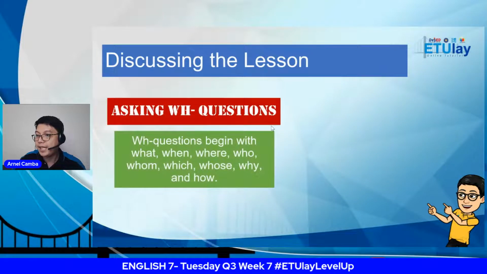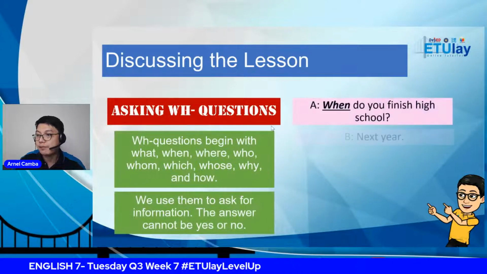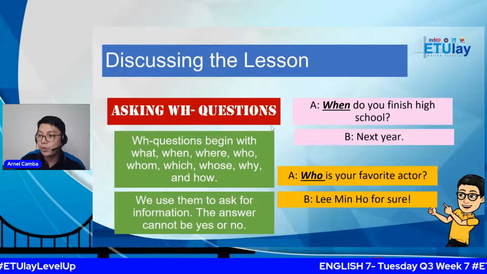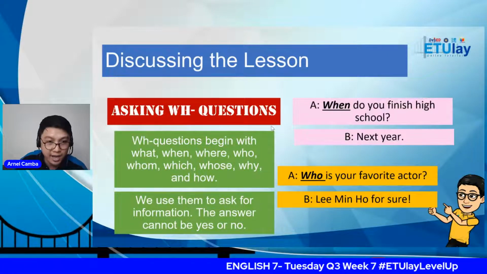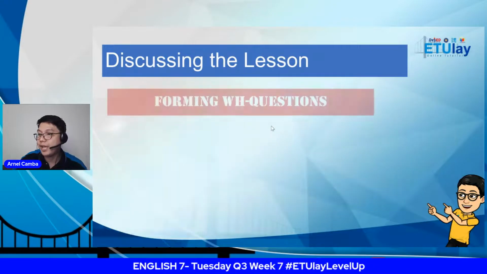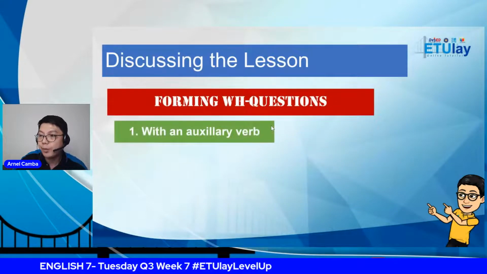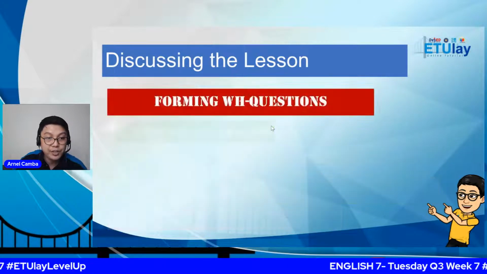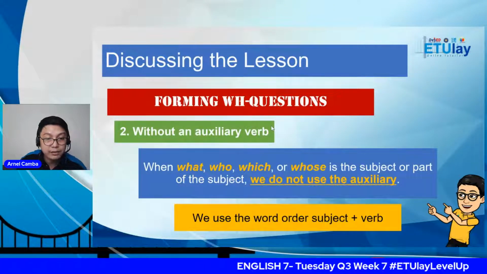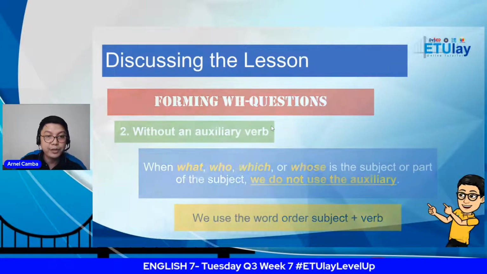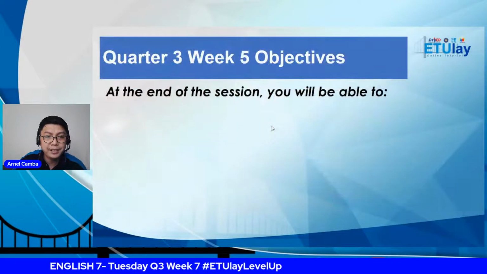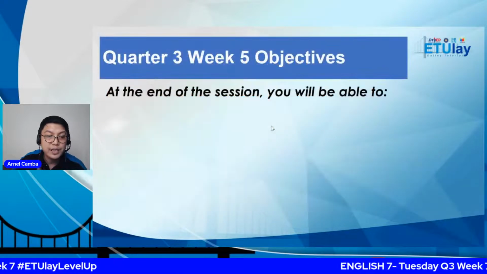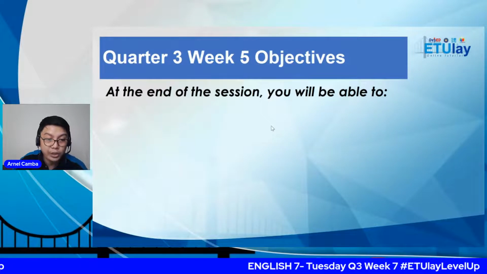So let's not forget that the WH questions are as follows, okay? And should not be answered by a yes or a no. They could be what, when, where, who, whom, which, whose, why, and how. All right. So we can form our WH questions with an auxiliary verb using the following patterns, my dear students. And without an auxiliary verb, you can see this pattern as well. And the negative, sorry about that. The negative WH questions, of course, di ba, you remember we add no or not to it.